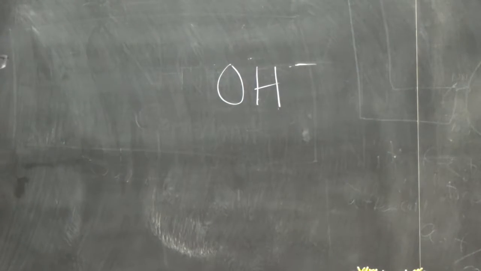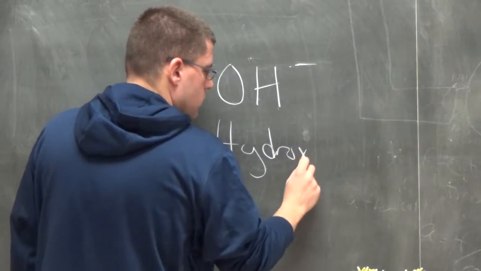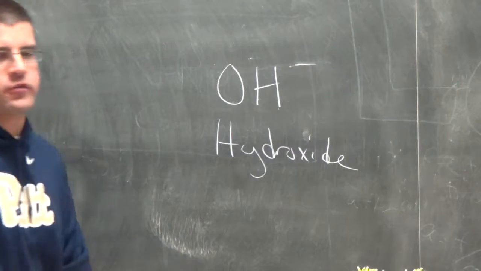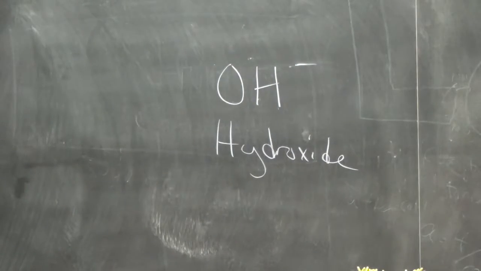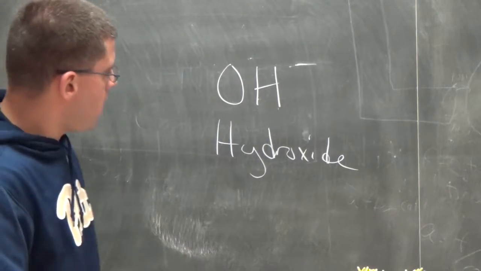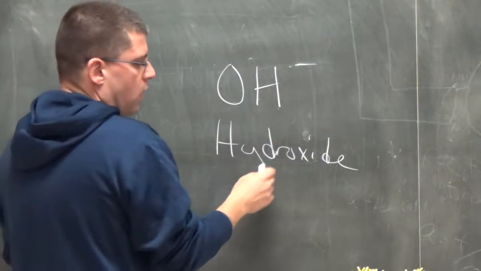OH negative. It's called a hydroxide ion. Hydroxide. You'll really use this a lot when we analyze bases, okay? Because bases tend to form hydroxide ions in solution. So anyway, how do we remember this?